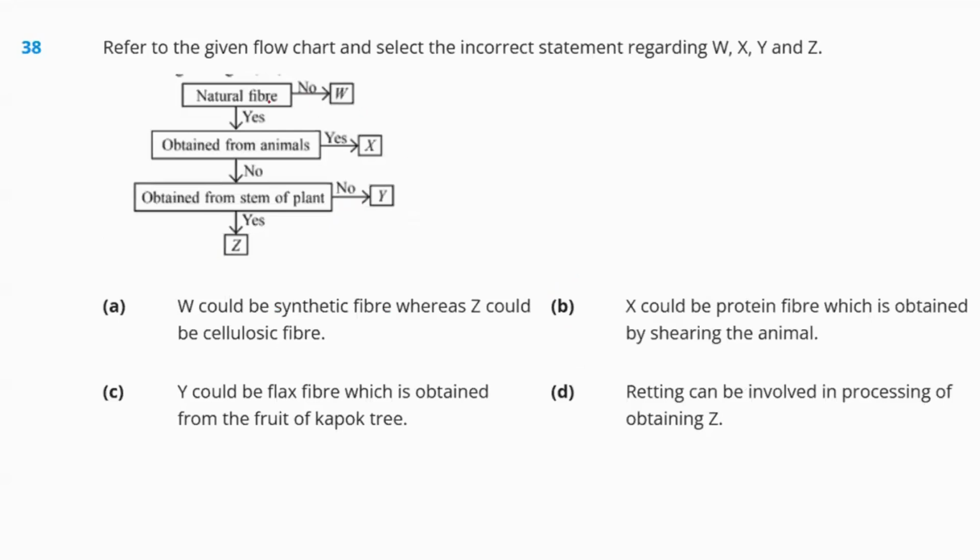Question number 38. Refer to the given flow chart and select the incorrect statement regarding W, X, Y, Z. So natural fiber, no, W is a synthetic one. Synthetic fiber. Natural fiber, yes, obtained from animals. Yes, it could be your wool or silk. Natural fiber, yes, obtained from animals. No. Obtained from stem part of the plant. No. Then it could be your cotton. It can be your sisal. Examples, obtained from the stem part. It could be your hemp. It could be your jute. Okay.